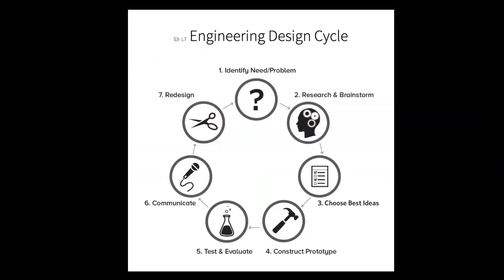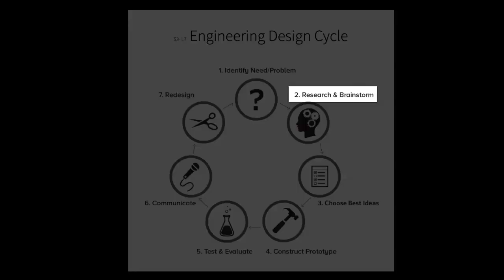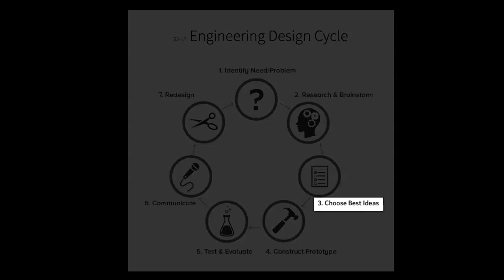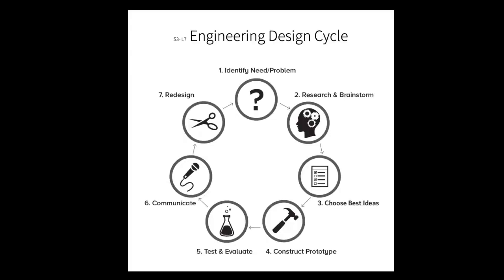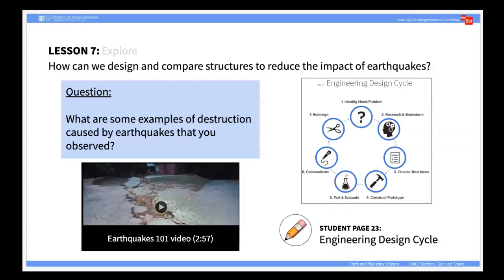In the Explore portion of this lesson, students complete steps 2 through 4 of the engineering design cycle. They will research and brainstorm, choose their best idea, and construct a prototype. To research and brainstorm, students will watch a video about earthquakes. Students could also be provided with various other text and video resources for research purposes.